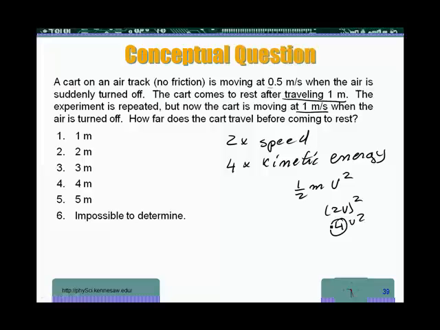Now, this is the key point here. So if I have 4 times the kinetic energy, that means the mechanical energy is 4 times as big.